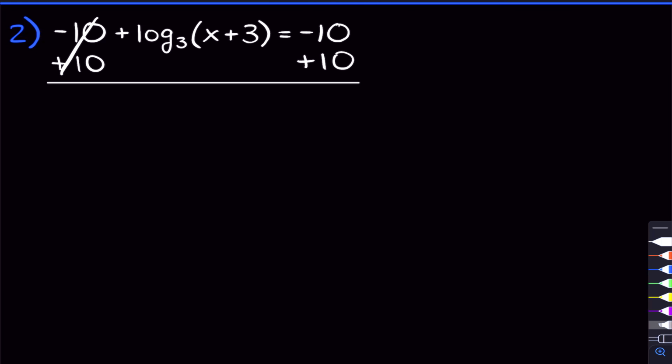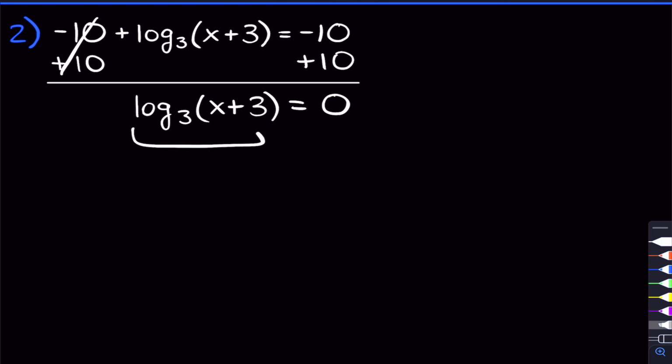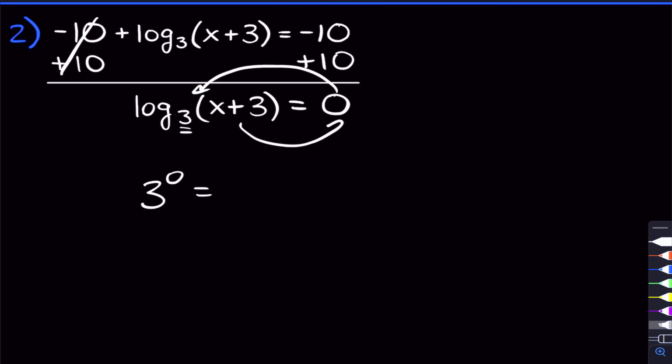And doing that, we're going to get log base 3 of x plus 3 is equal to negative 10 plus 10, which is 0. So we've gotten that negative 10 to the other side now, and so our log is isolated. And from here, we can just evaluate it. So we're going to make this 3 bigger, and we put it here. That 0 comes over, and it is now the power on 3, and the x plus 3 goes to the other side.